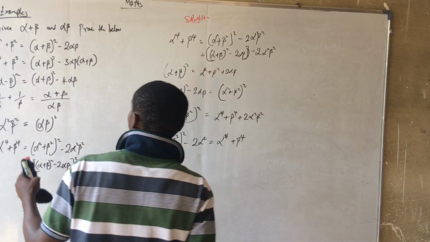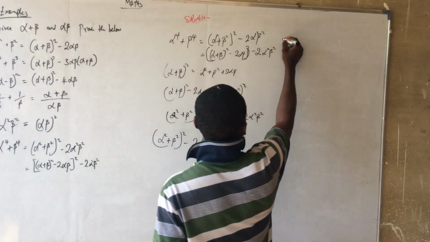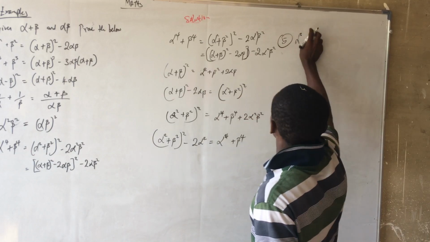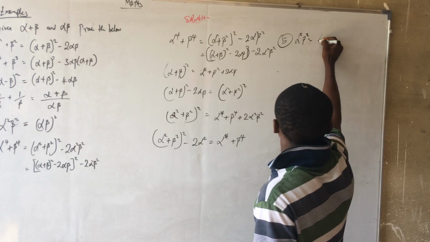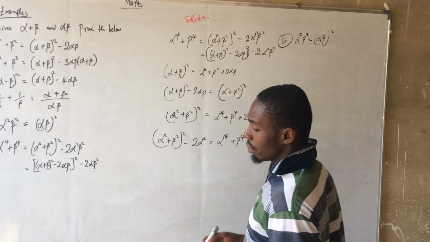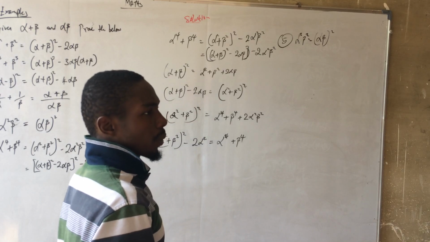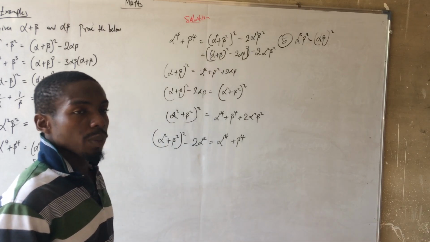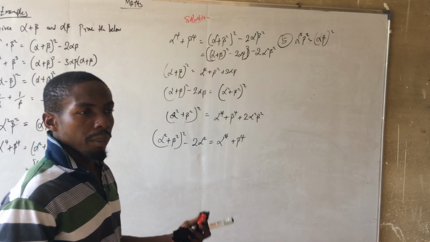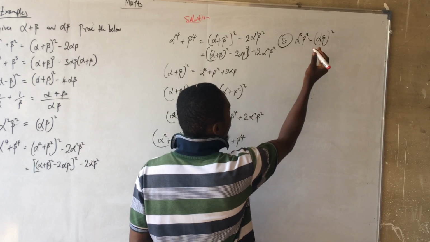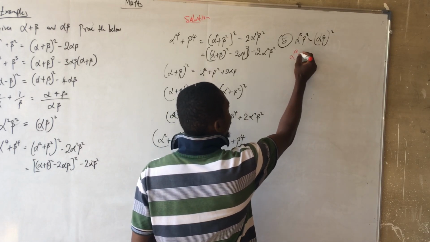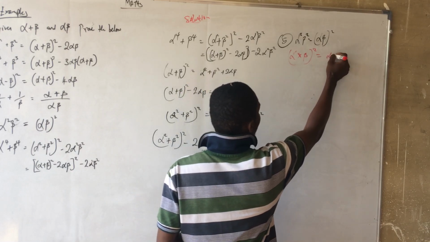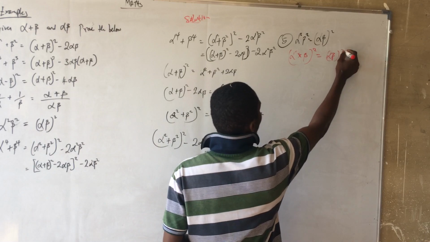And going over to number 5. Number 5 says alpha squared times beta squared is equal to alpha beta all squared. Now how do we do this? It's simple. We use the law of indices. When they are the same power, you multiply the bases. So there's a power here, I just multiply it. I have alpha raised to the power 2 multiplied by beta raised to the power 2, which gives me alpha beta all raised to the power 2.